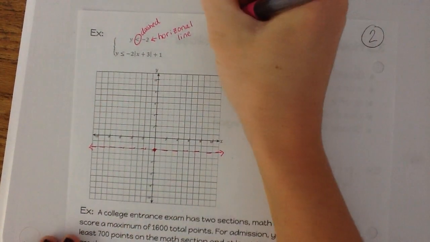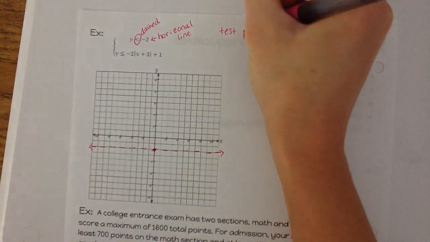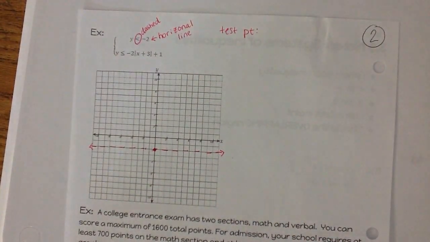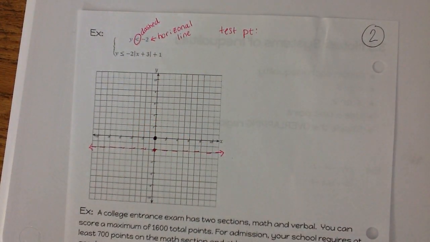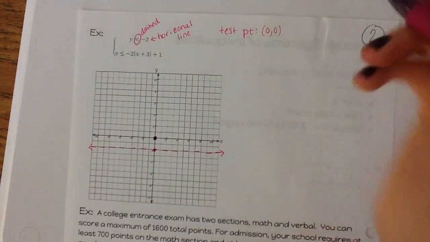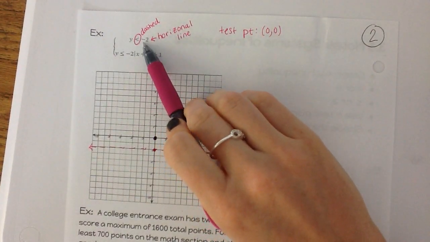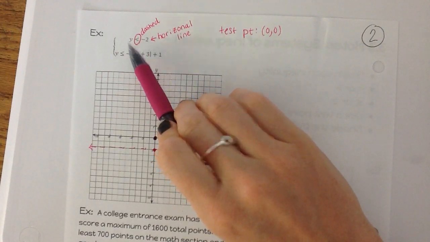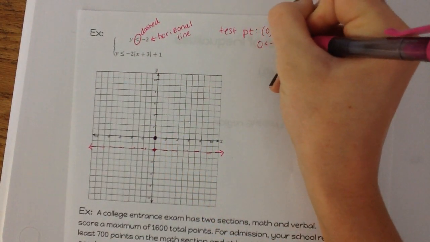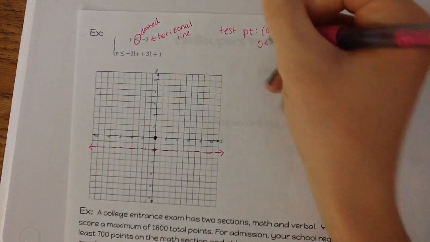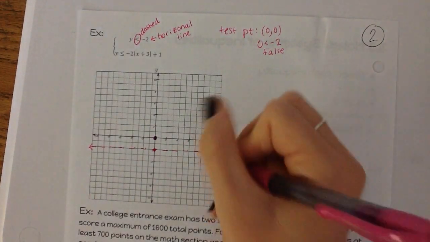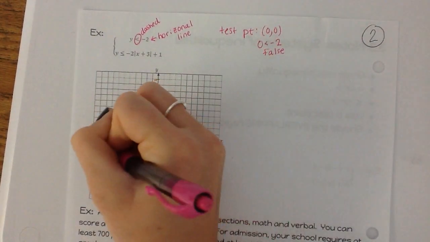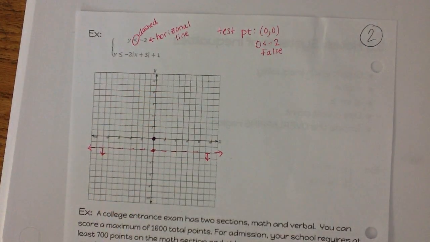And let's go ahead and pick a test point. I'm going to pick 0, 0, so it's easy. So there's our test point. Okay, so we have y is less than negative 2. We know y in our test point is 0, so we have 0 is less than negative 2. And that is false. So since that is false, we are going to shade everything on the other side of that test point. So we are going to shade everything below this horizontal line. I put my arrows on showing me which side I'm going to shade.